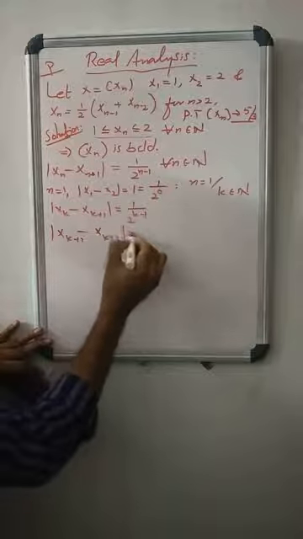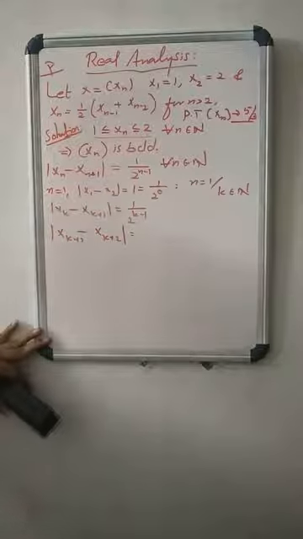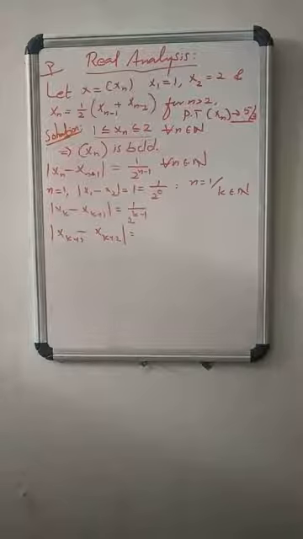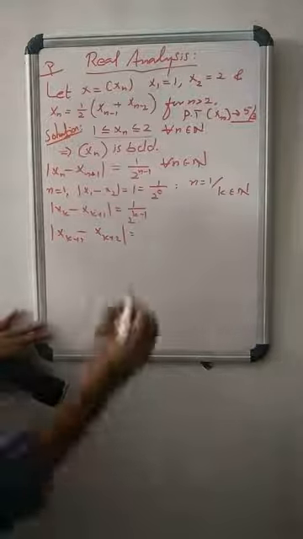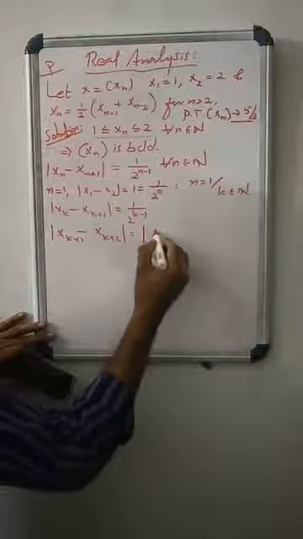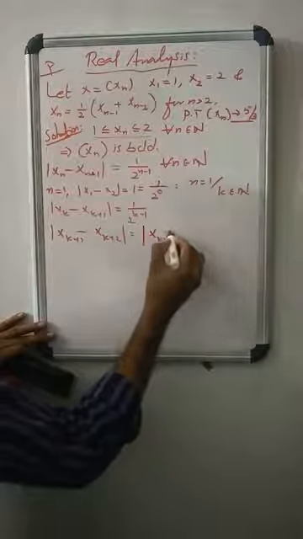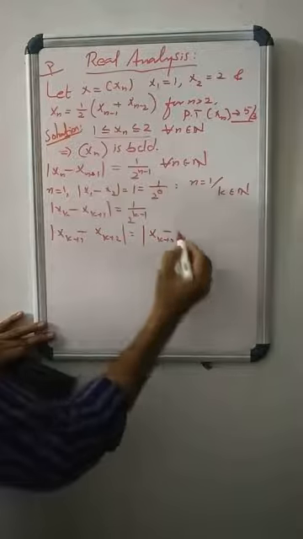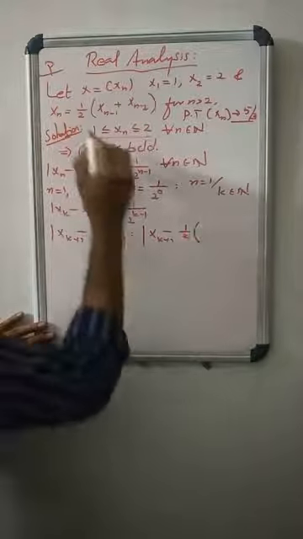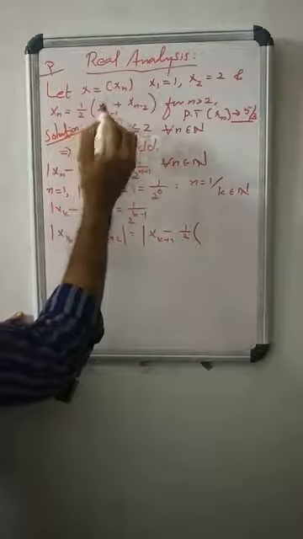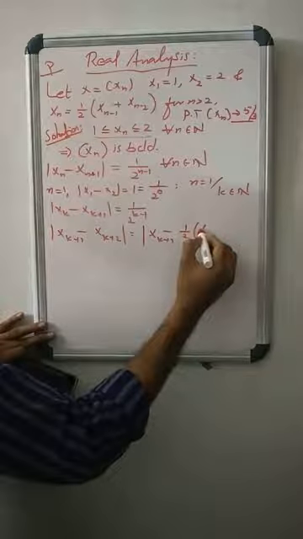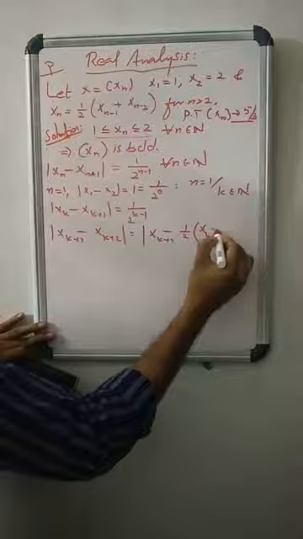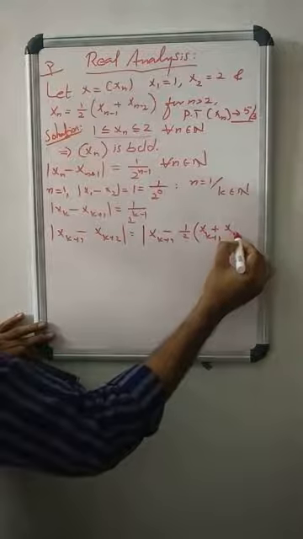Replace k by k plus 1. So it means we try to prove the result is true for n equals k plus 1. What is modulus of x_{k+1} minus x_{k+2}? Equals modulus of x_{k+1} minus, what is x_{k+2}? Replace n by k plus 2. What do you get? It is half of x_{n-1} plus x_{n-2}, with n equals k plus 2, so k plus 2 minus 1, that is k plus 1. So it is x_{k+1} plus x_k.